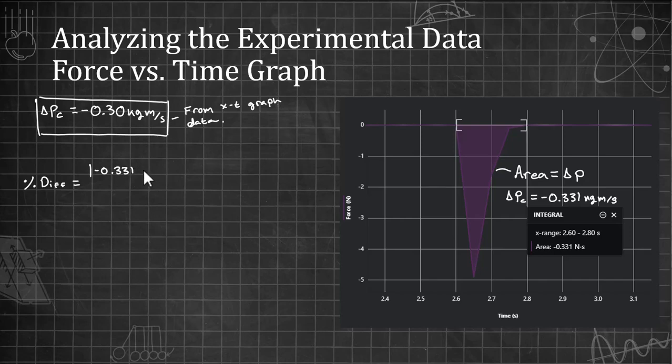So after computing the percent difference, we get that analyzing the force time data and analyzing the position time data gives us about a 10% difference. So showing the area here lines up with the impulse of the object, just as if we calculated the impulse using the initial and final velocity and the mass of the cart.